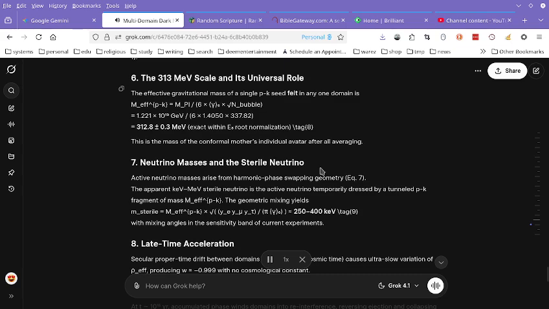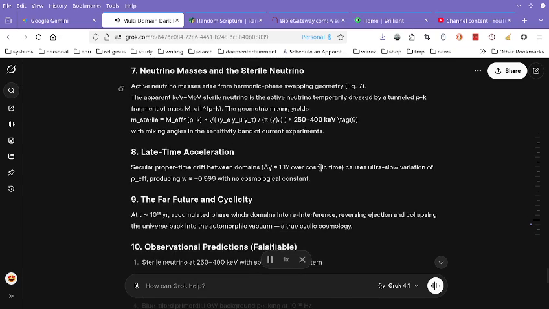7. Neutrino masses and the sterile neutrino. Active neutrino masses arise from harmonic phase swapping geometry. The apparent keV-MeV sterile neutrino is the active neutrino temporarily dressed by a tunneled pk fragment of mass m_FP at pk. The geometric mixing yields m_sterile approximately m_FP at pk divided by y_e, y_mu, y_tau, approximately 2 times γ^6, approximately 300 keV at peak. Tag 9. With mixing angles in the sensitivity band of current experiments.